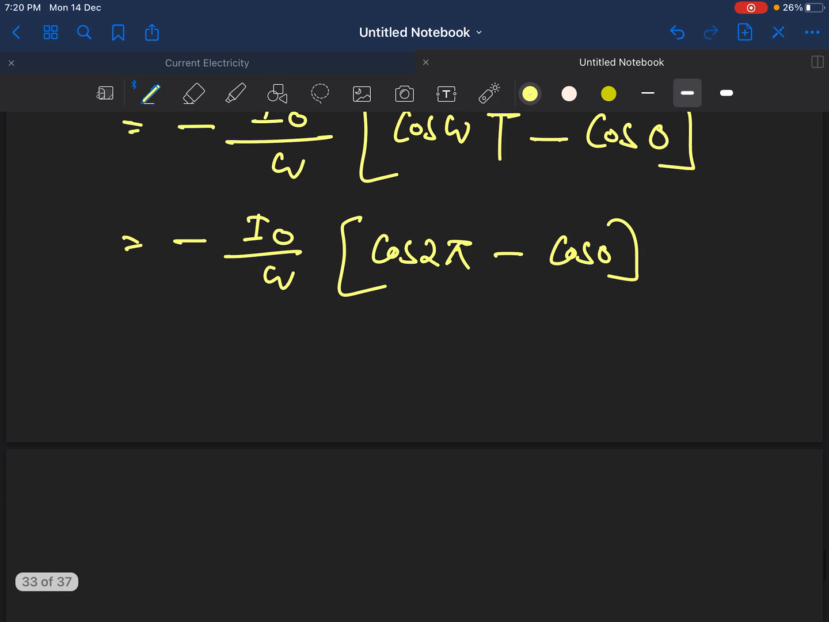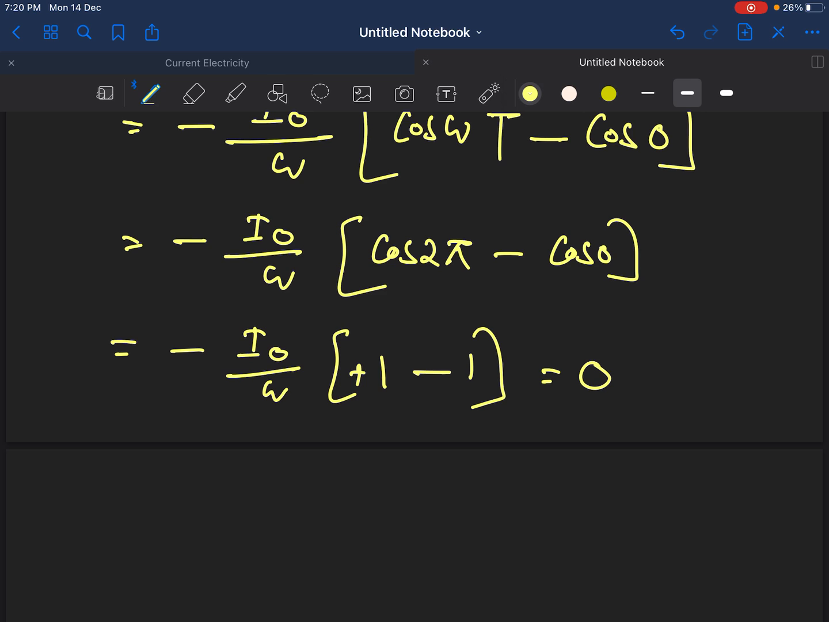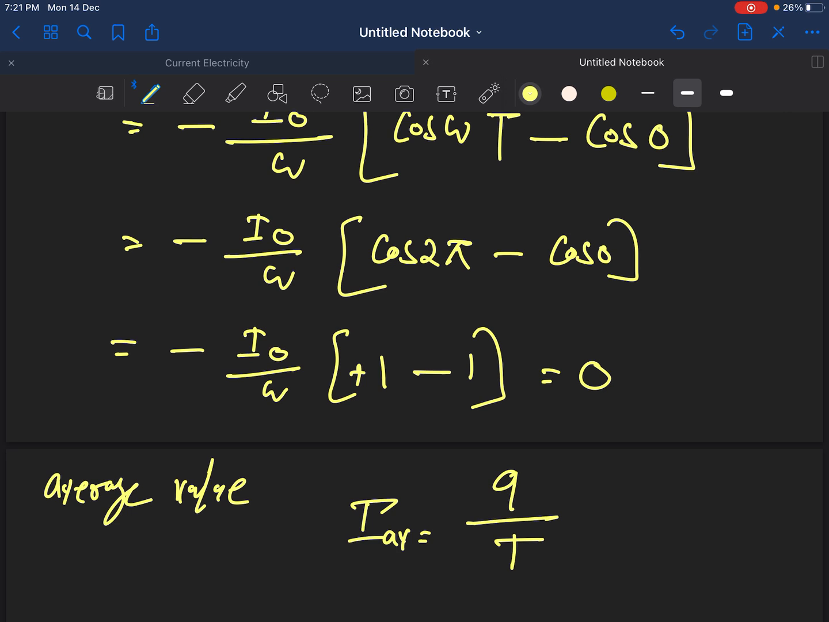Okay, so now cos of twice pi is what? It is plus 1, and this is minus of 1, so that will give you 0. So the total charge becomes 0. Then what is the average value? The average value will be total charge divided by total time, that is the average value of the current. So if the charge is 0, then obviously this will be 0.